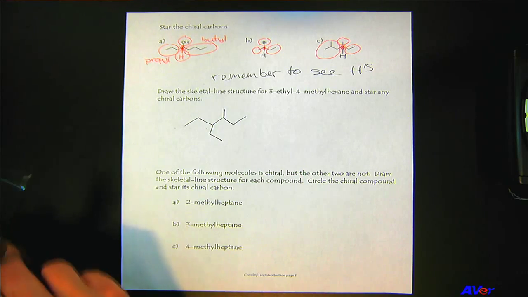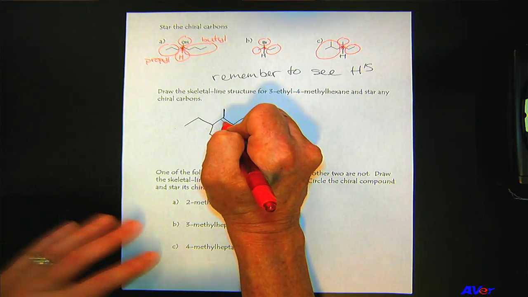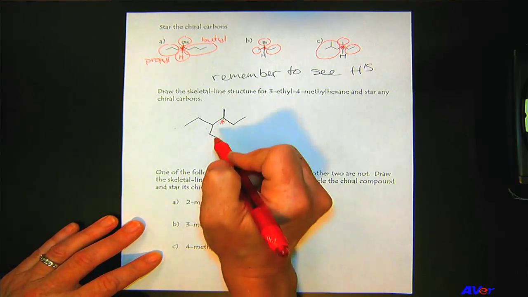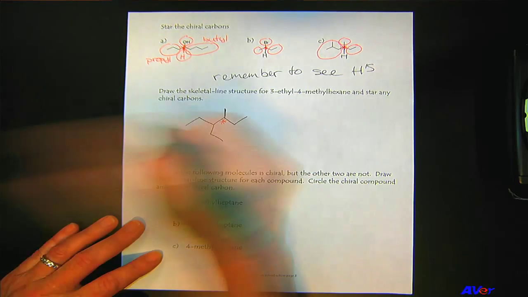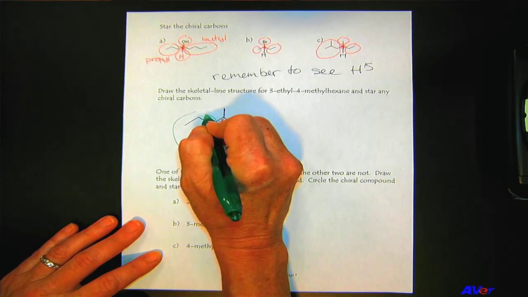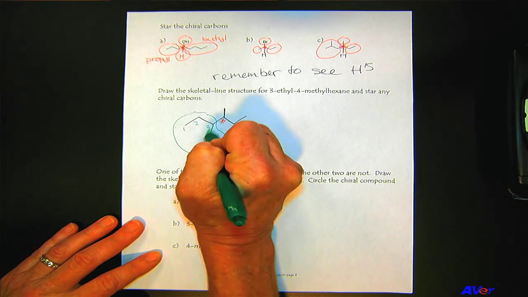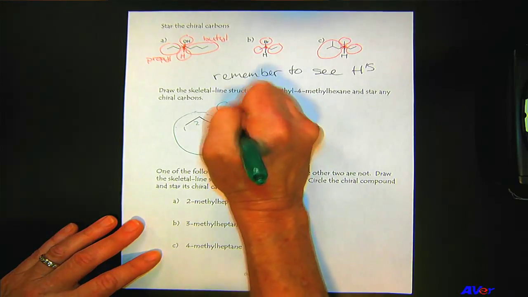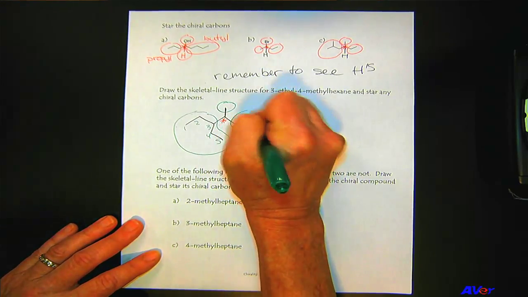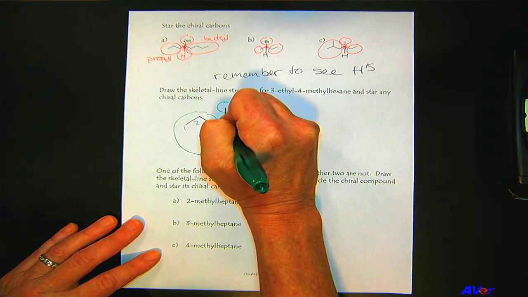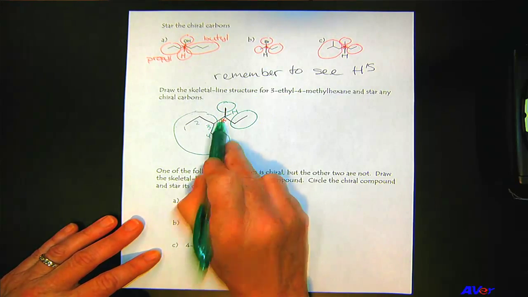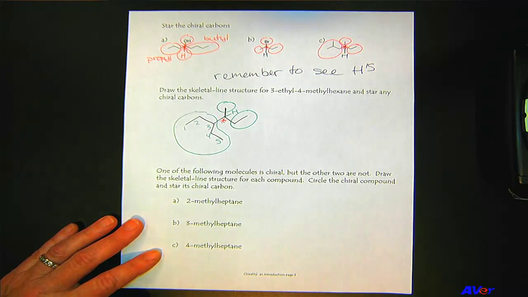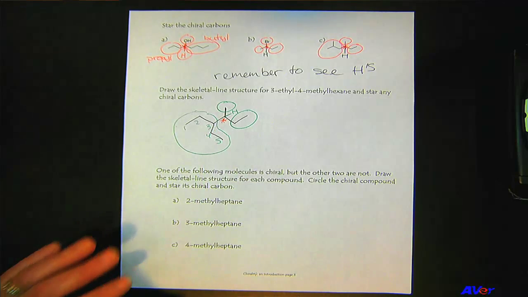Let's keep looking. When we get here to this carbon, wow, now we have this big, huge carbon chain here, 1, 2, 3, 4, 5, a big old 5 carbon chain coming off there. There's a methyl group. There's the ethyl group, and then of course our beloved hydrogen. So there is our chiral carbon, the carbon bonded to 4 distinct groups.